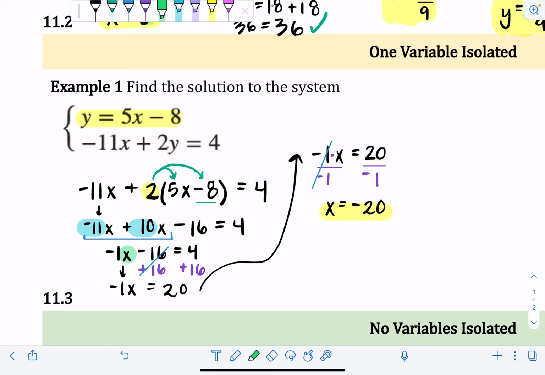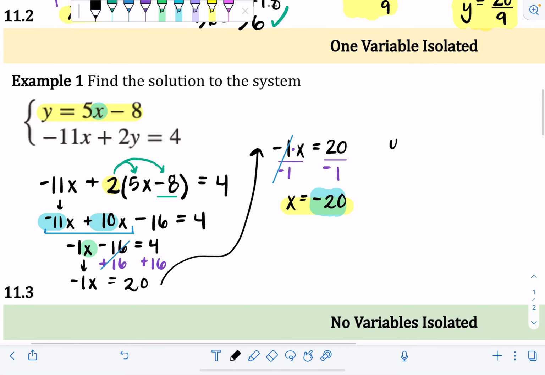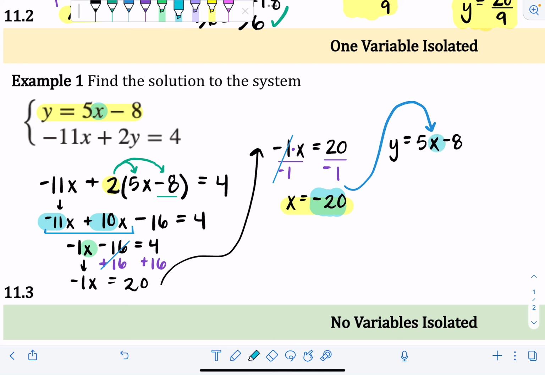So I'm going to take that negative 20 and put it into the first equation where x is. I'm just going to rewrite it over here first. So y equals 5x and then minus 8. That negative 20 is going in for that x right there. So this becomes y equals 5 times negative 20 instead of x, and then minus 8. And then I follow order of operations to simplify.